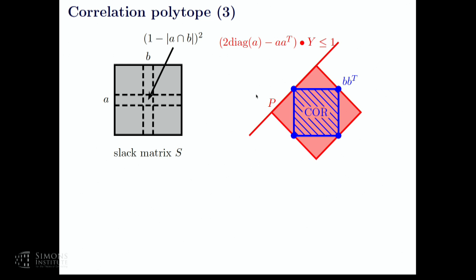But the matrix that we're talking about has a very nice combinatorial definition. For every 0, 1 vector A, we have a row, and for every 0, 1 vector B, we have a column, and the entry is precisely the slack that we calculated on the last slide. So this is just 1 minus the intersection of both sets or 0, 1 vectors, squared. This is the picture: this is the actual polytope, and now in some high-dimensional weird space, we have some valid inequalities.